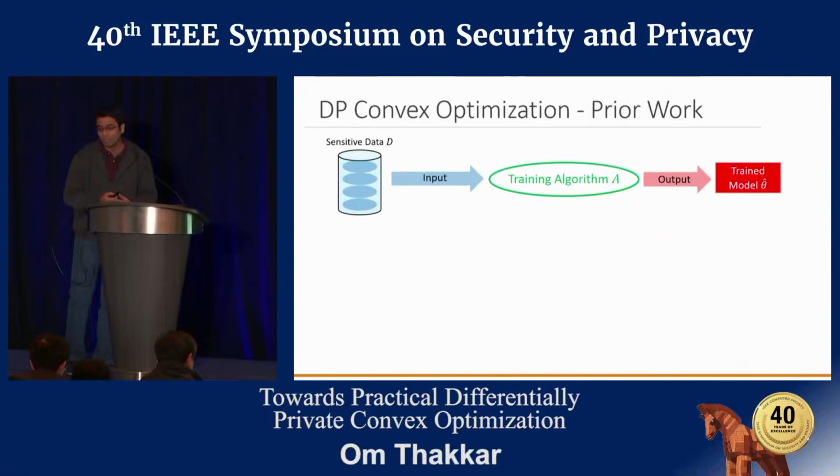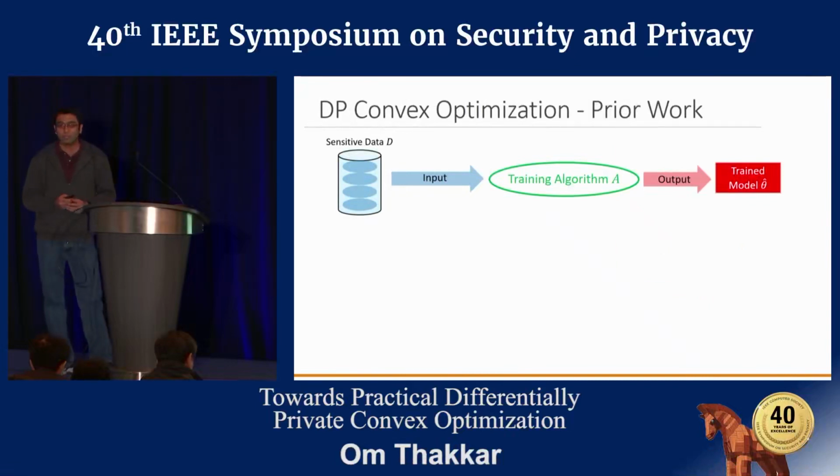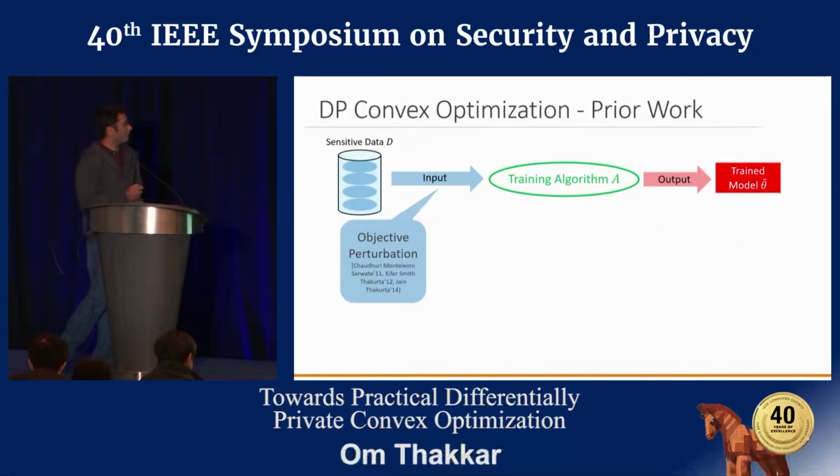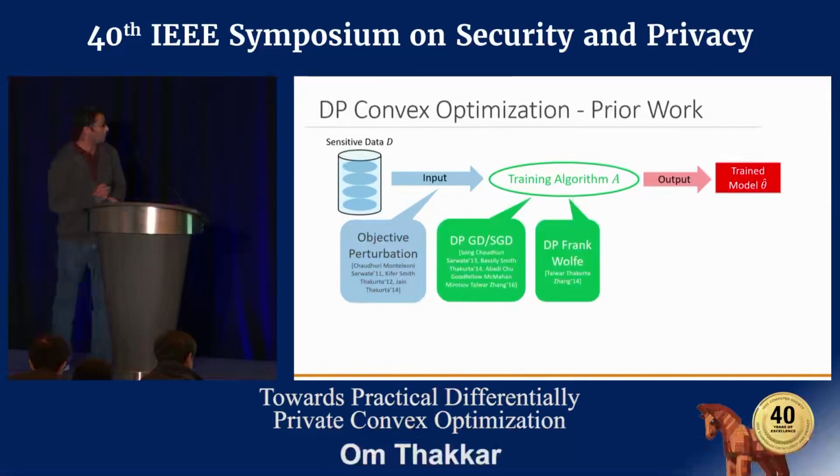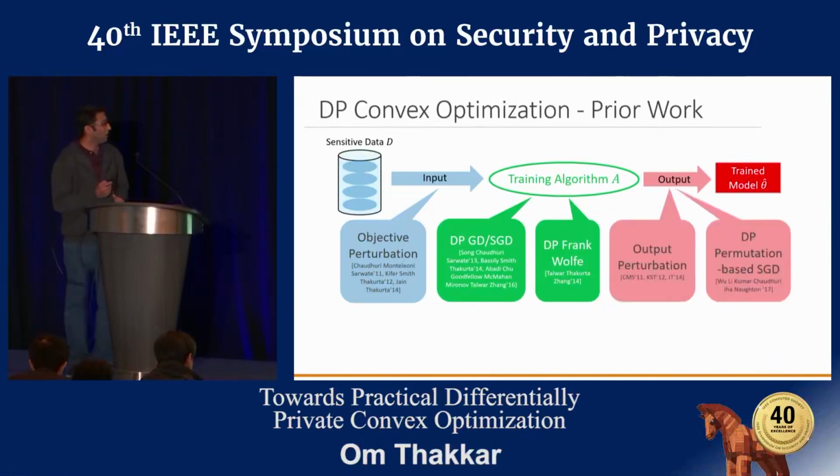So there has been a lot of work in the area of differentially private convex optimization. There is a technique called objective perturbation, which, as the name suggests, perturbs the input loss function. There are a couple of techniques that add noise within the training procedure itself. And there are a couple more that deal with the output model. They perturb the output.